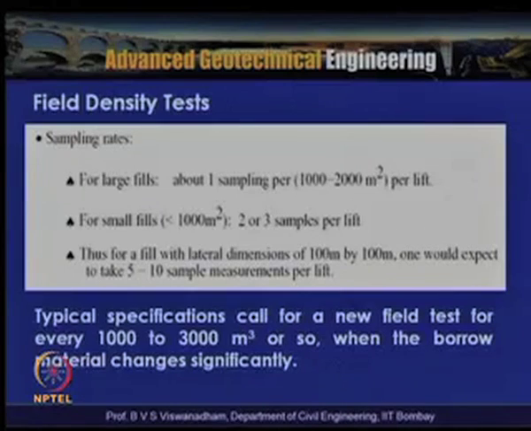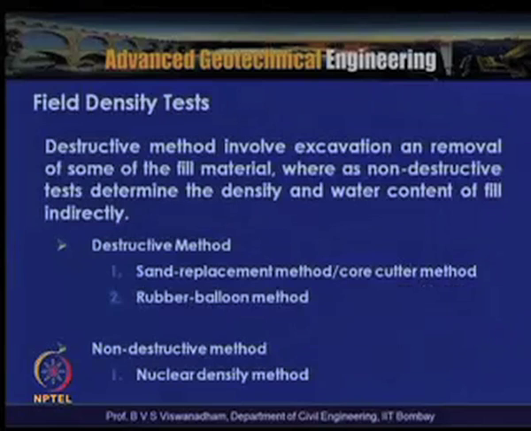So typical specifications call for a new field test every 1000 to 3000 cubic meter or so when the borrow material changes significantly. If the borrow material changes, the test location should be located there. Otherwise, a thumb rule is that for every 1000 to 3000 cubic meter of soil, a new field test has to be carried out. So the field density tests are basically of two types. One is destructive tests, the other is non-destructive tests.